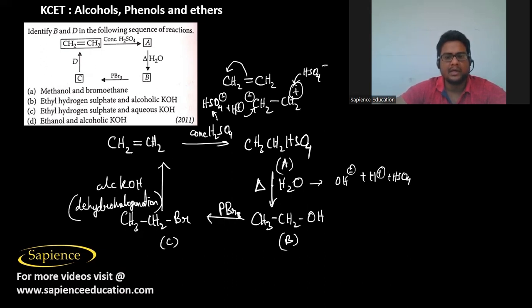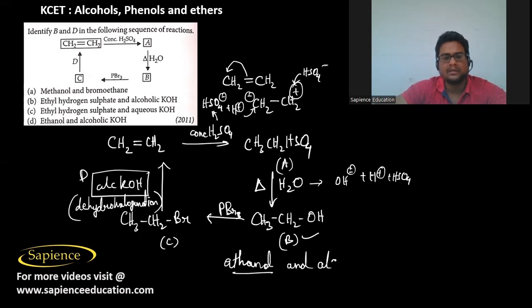So here we have to identify B and D. B is ethanol, and D is alcoholic potassium hydroxide. So option D is the correct answer.